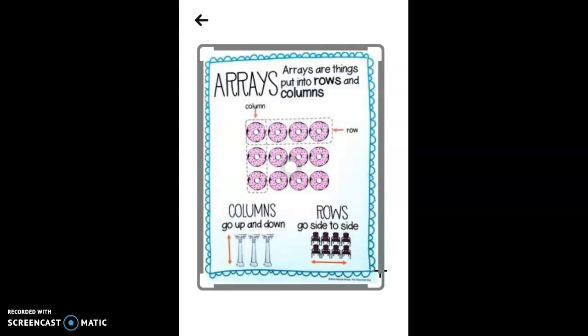Arrays are things that you put into rows and columns. More specifically, they are drawings that you put into rows and columns. Columns go up and down and rows go from side to side. We'll be talking in a lot more detail about arrays during our Zoom meetings, but for now, for the rest of our math video, this is the most important information that you need to keep in your brain.